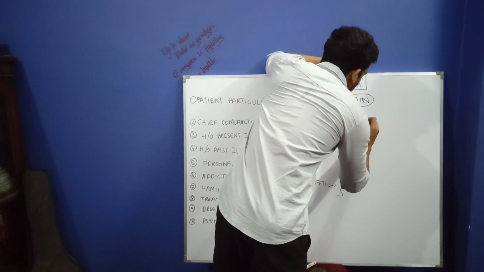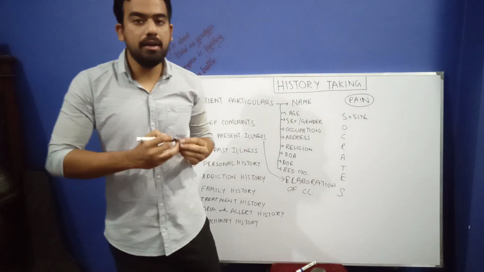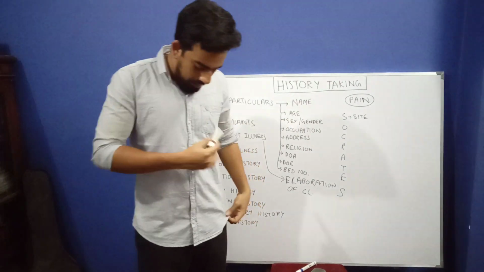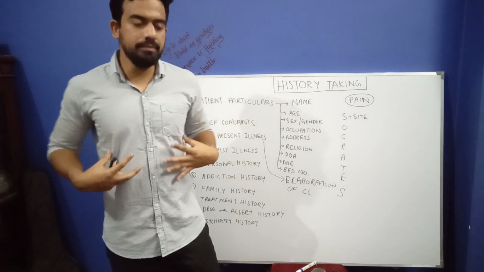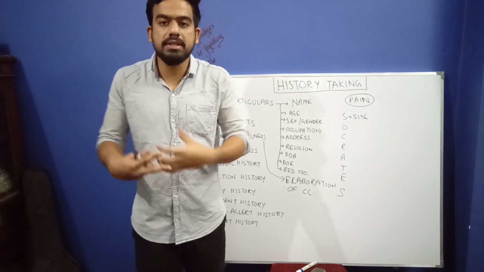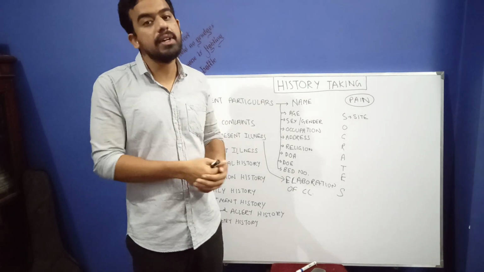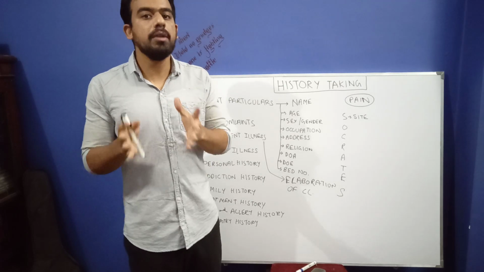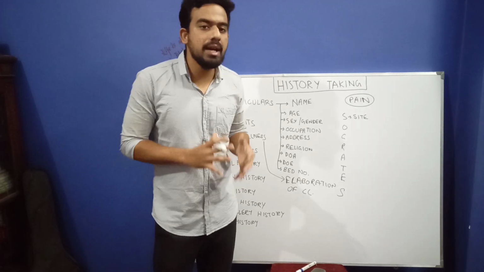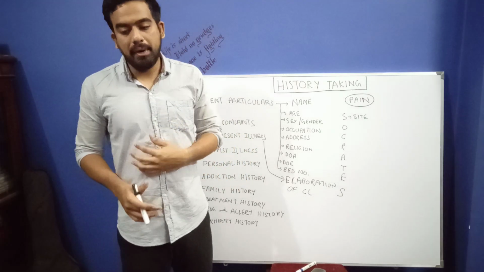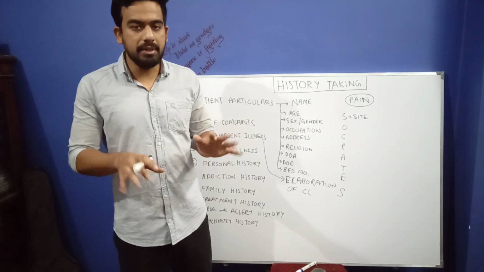Now from S, what do we have? Site. For example, abdominal pain. Your abdomen is divided into 4 quadrants and 9 regions. Remember, it is not divided into 9 quadrants. Quad means 4. So 4 quadrants and 9 regions. What are the 4 quadrants? Upper right, upper left, lower right, lower left. Simple.